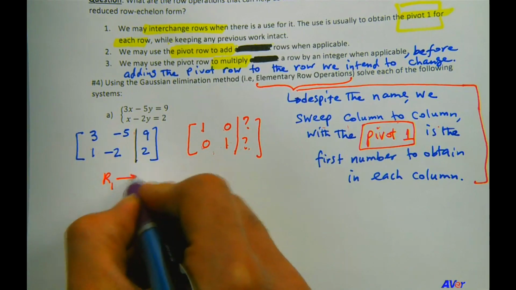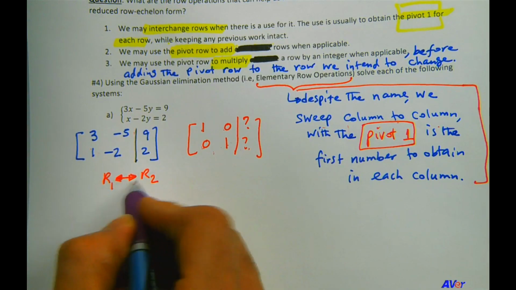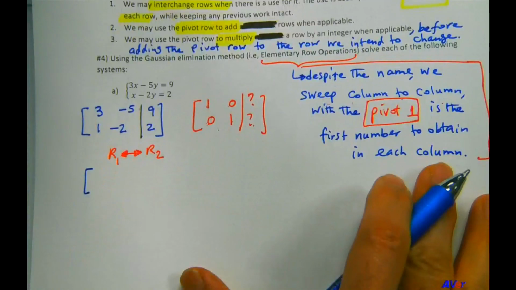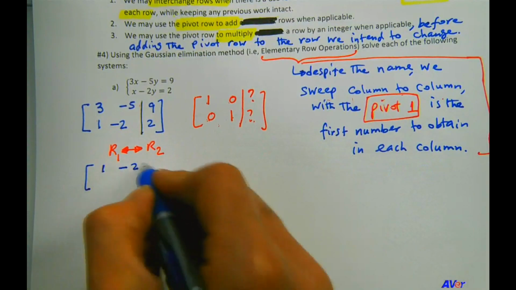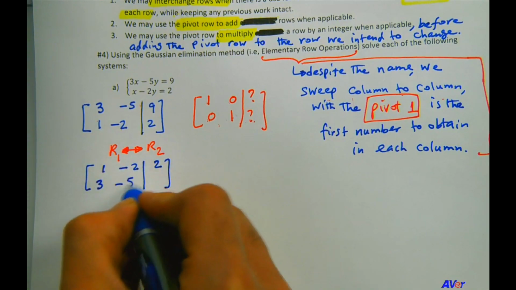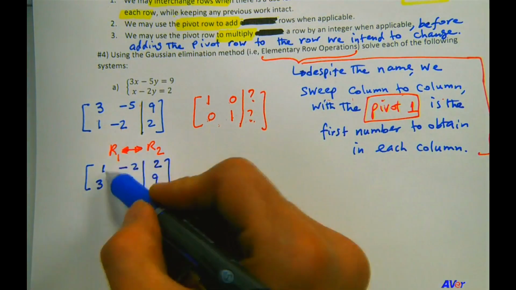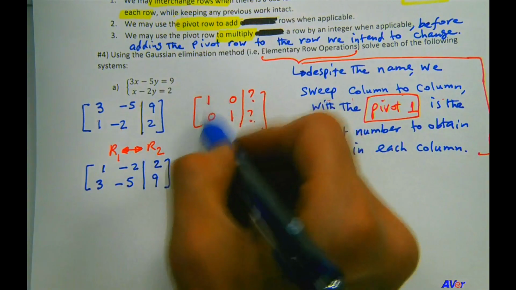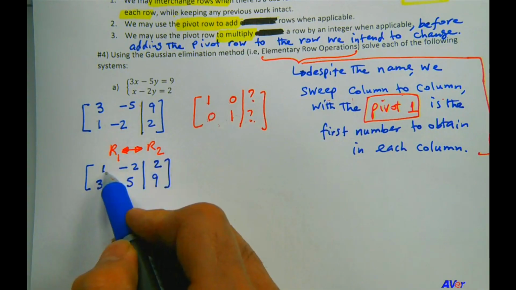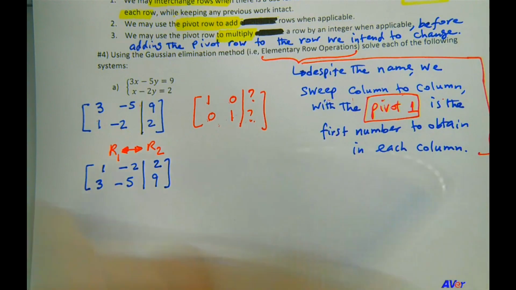Let me use this notation. Row 1 and row 2, interchange them. With a double-headed arrow, I mean interchange row 1 and row 2. Okay, let's do that. So we end up with 1, -2, vertical bar, 2, and then 3, -5, and 9. Right? Now compare this with that. Did we get, in the first column, and we sweep column to column, in the first column, did we get the 1? Yes, we did. So interchanging rows was a wise decision. We got what we wanted.